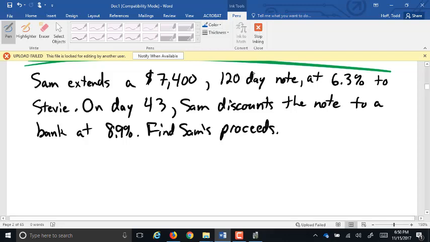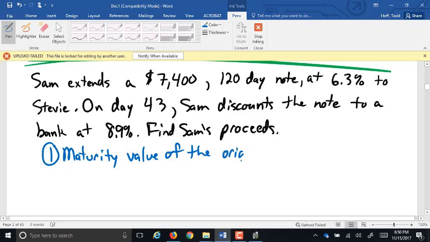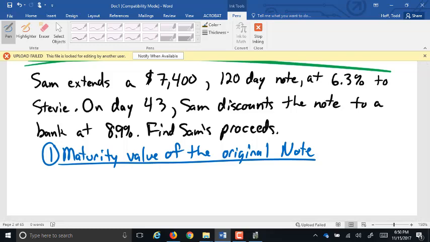So let's break this process down. Remember, before the bank is going to figure out this note, we have to define what Sam is really taking to the bank. The two things we need to define are what? The maturity value of the original note. And then the discount period. Exactly. So let's do that maturity value thing first. What do we do to do that?